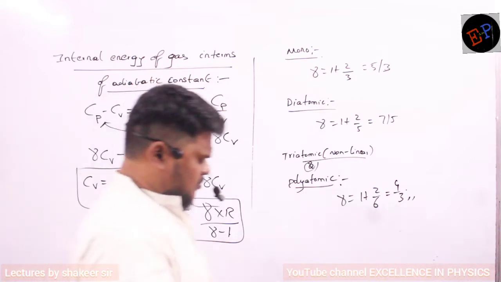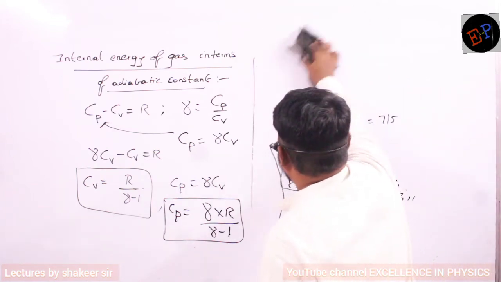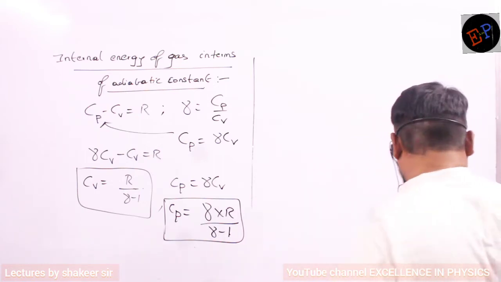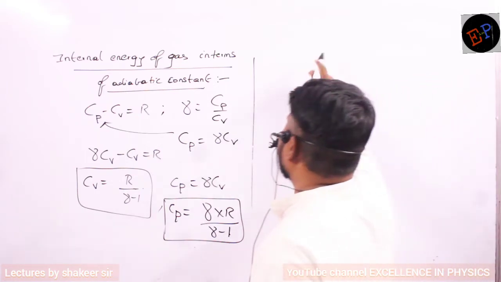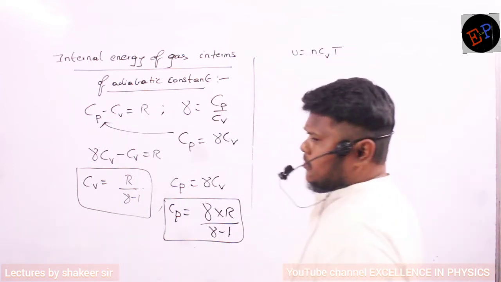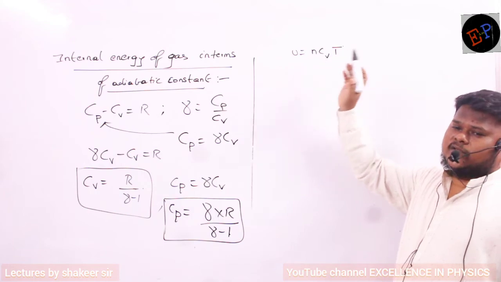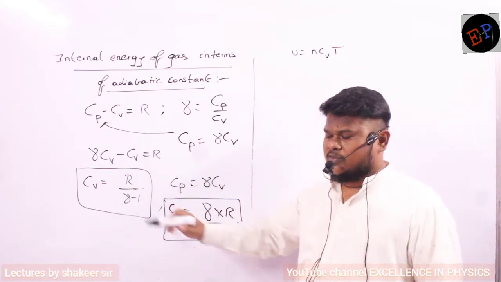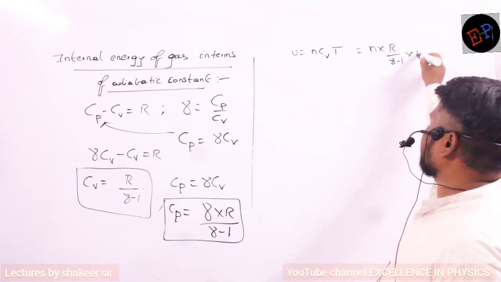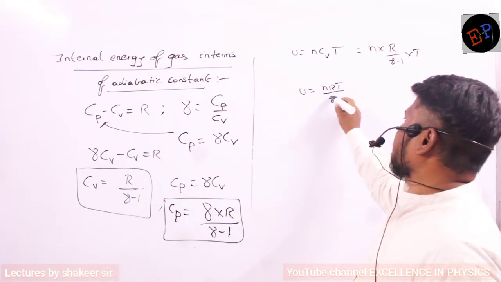Clear? Now let us study the internal energy of a gas. What is our heading? We are trying to derive the internal energy of a gas in terms of the adiabatic constant. So U is equal to nCvT. Do you remember this one? The total internal energy of the gas is the product of n into Cv into T. The Cv value we have already derived, so substitute here: n multiplied by Cv value R by gamma minus 1 multiplied by T. So U is equal to nRT divided by gamma minus 1.